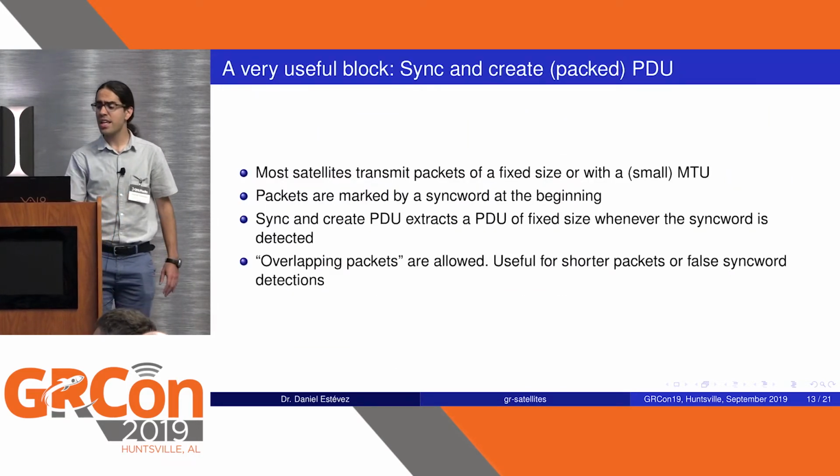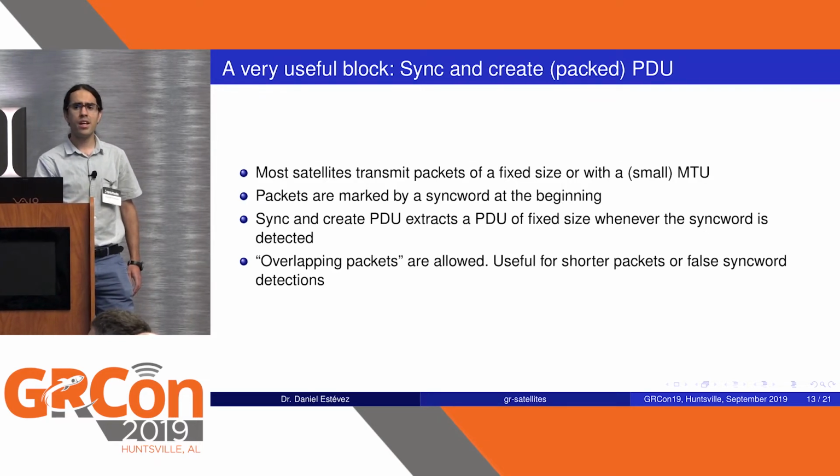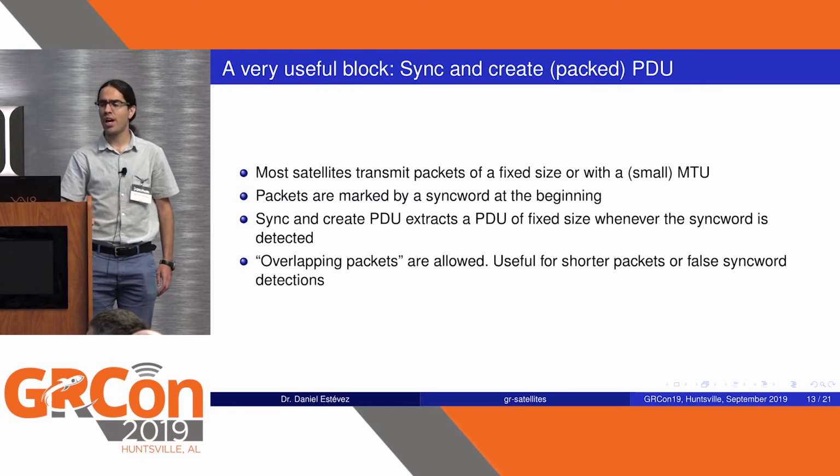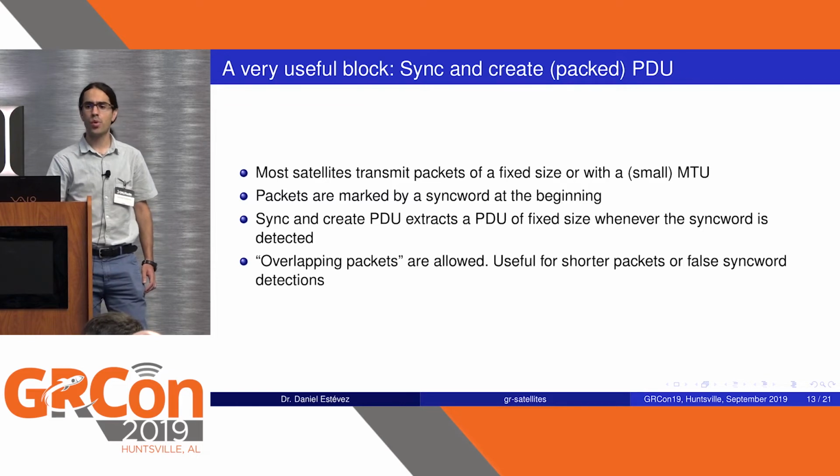So talking about this sync and create PDU, I see that this is a question that often pops up with newcomers to GNU Radio. Okay, I have a simple protocol, and this works in the following way. It has fixed length packets, maybe, I don't know, 100 bytes, and at the beginning of each packet, it has a fixed sync word, 32 bits, for example. How can I run my FSK demodulator and extract the packets?